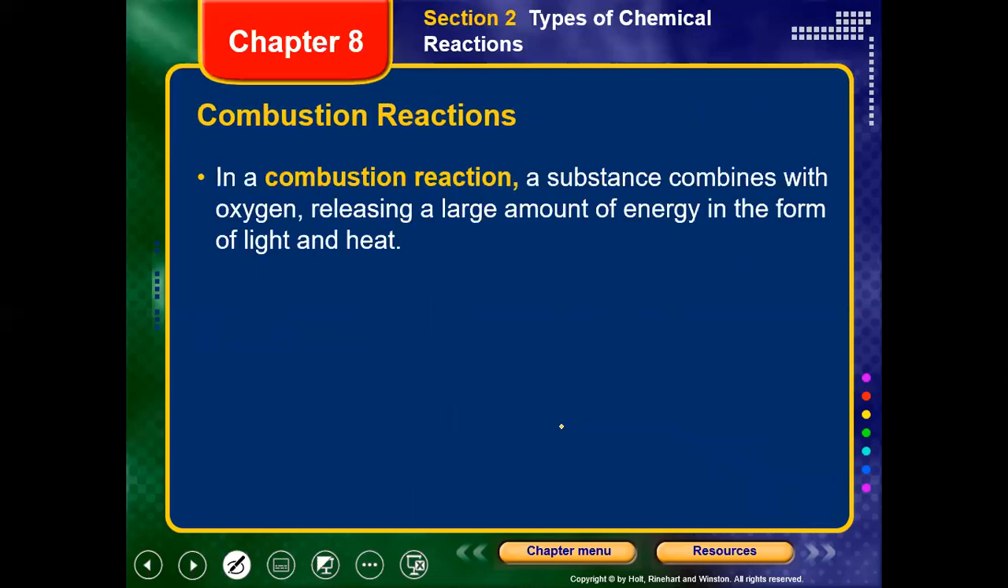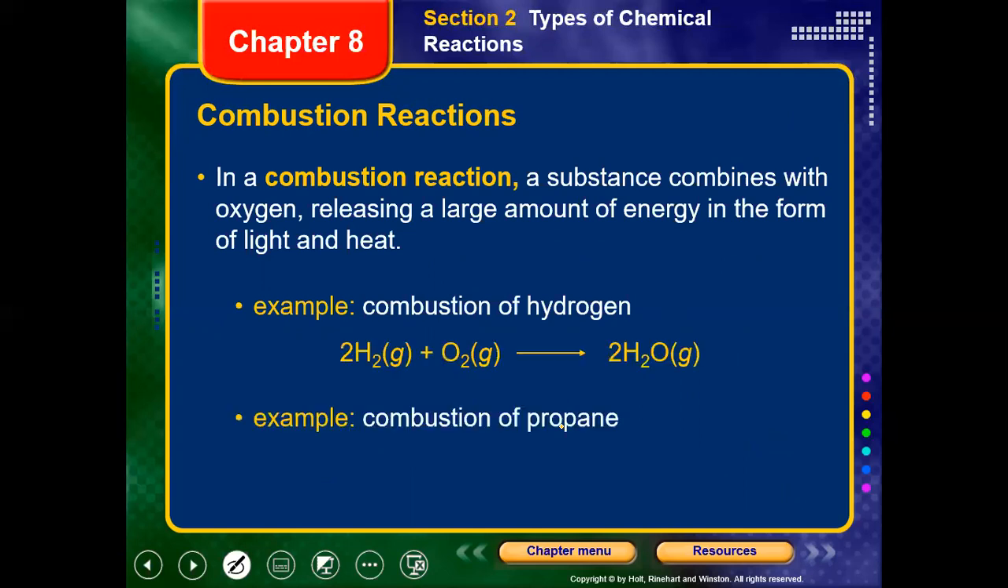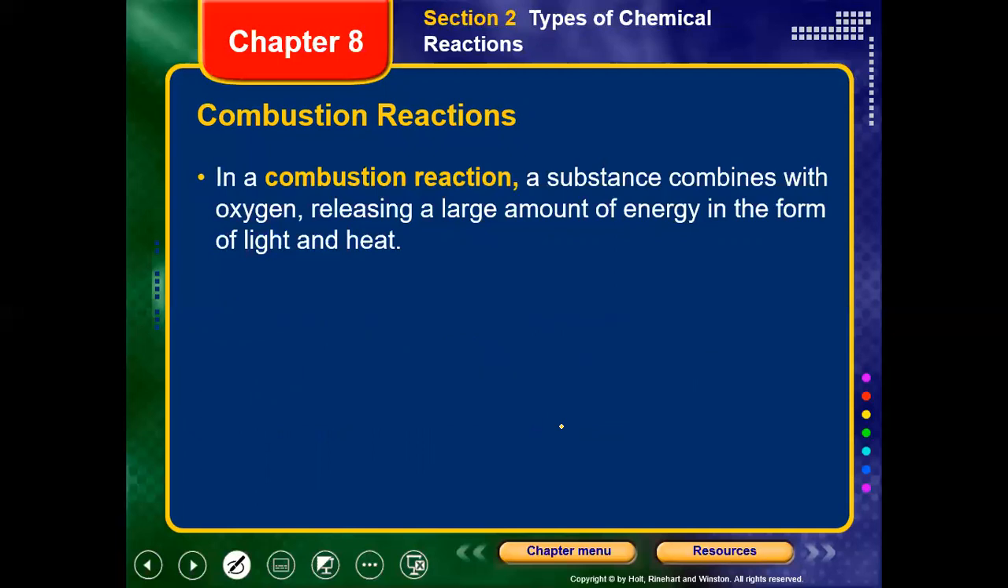The last type of reaction is the combustion reaction, in the presence of oxygen. In a combustion reaction, a substance combines with oxygen, releasing a large amount of energy in the form of light or heat. Examples of combustion reactions are the production of water by the reaction between hydrogen and oxygen, combustion of propene, or combustion of organic compounds.